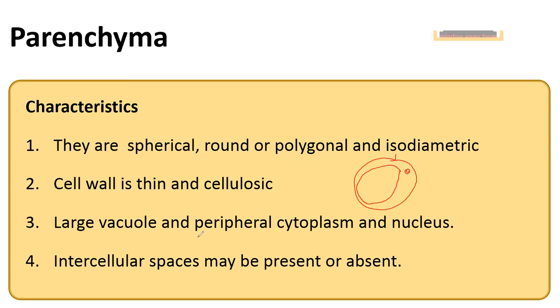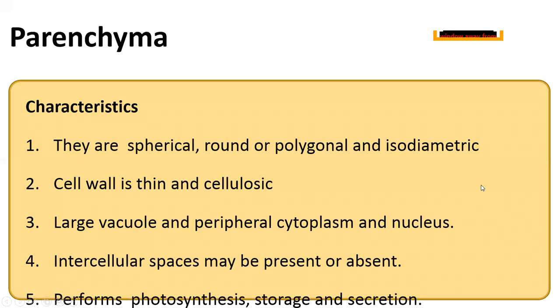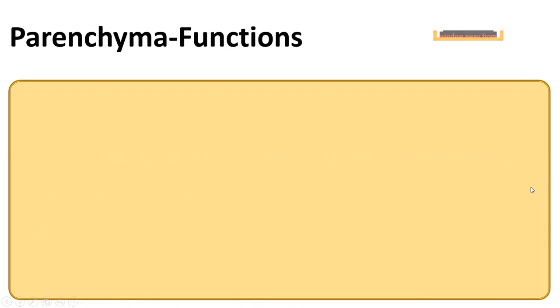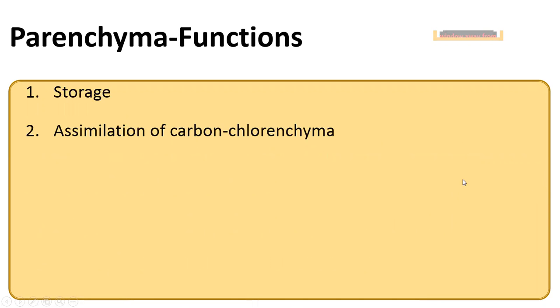Okay, and intercellular space, that is the space between the cells, may be present or absent. It depends on the type of parenchyma cells. Next, what do they do? They perform photosynthesis because they have chloroplast, they help in storage and secretion if required. That's the characters of parenchyma. Okay, storage, assimilation of carbon, that is carbon dioxide fixation, and then secretion.